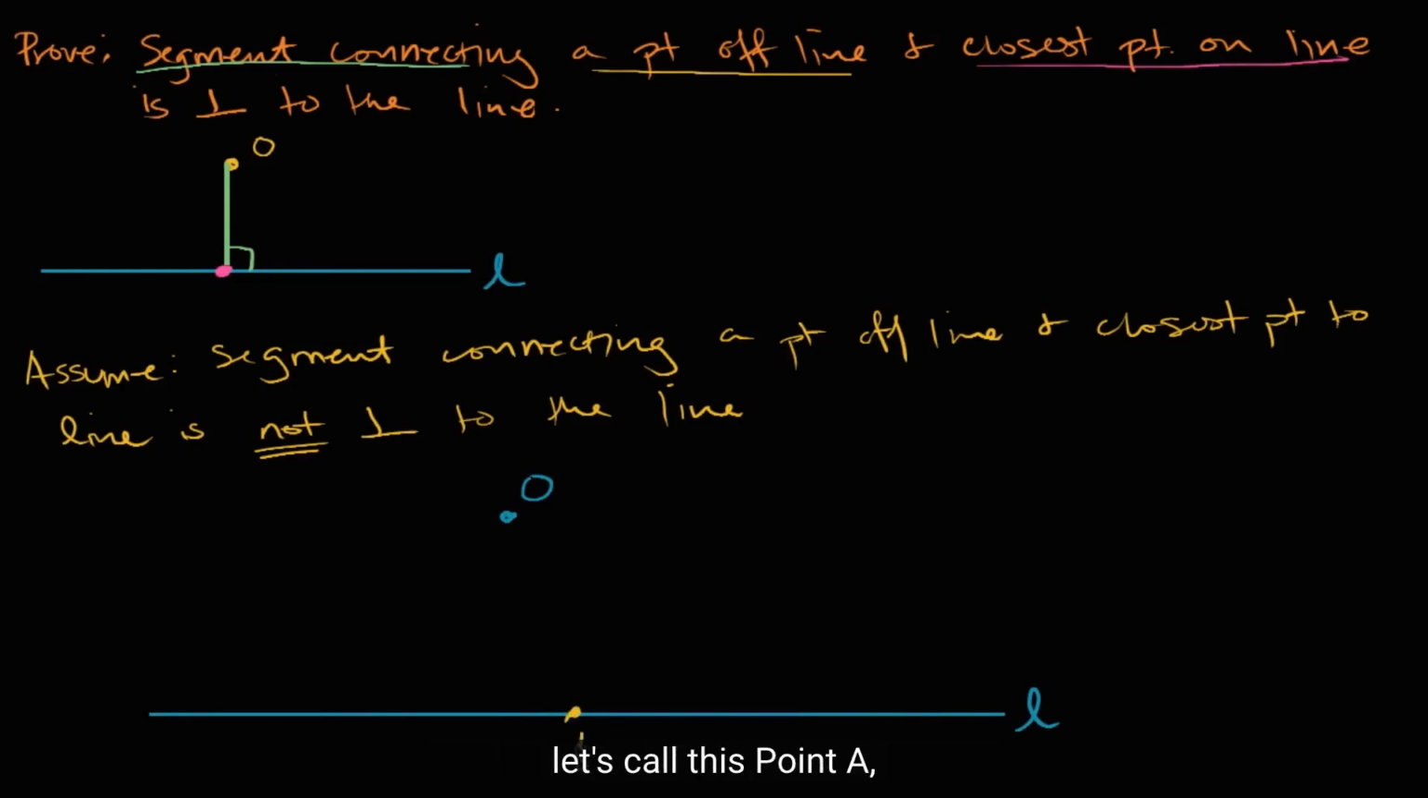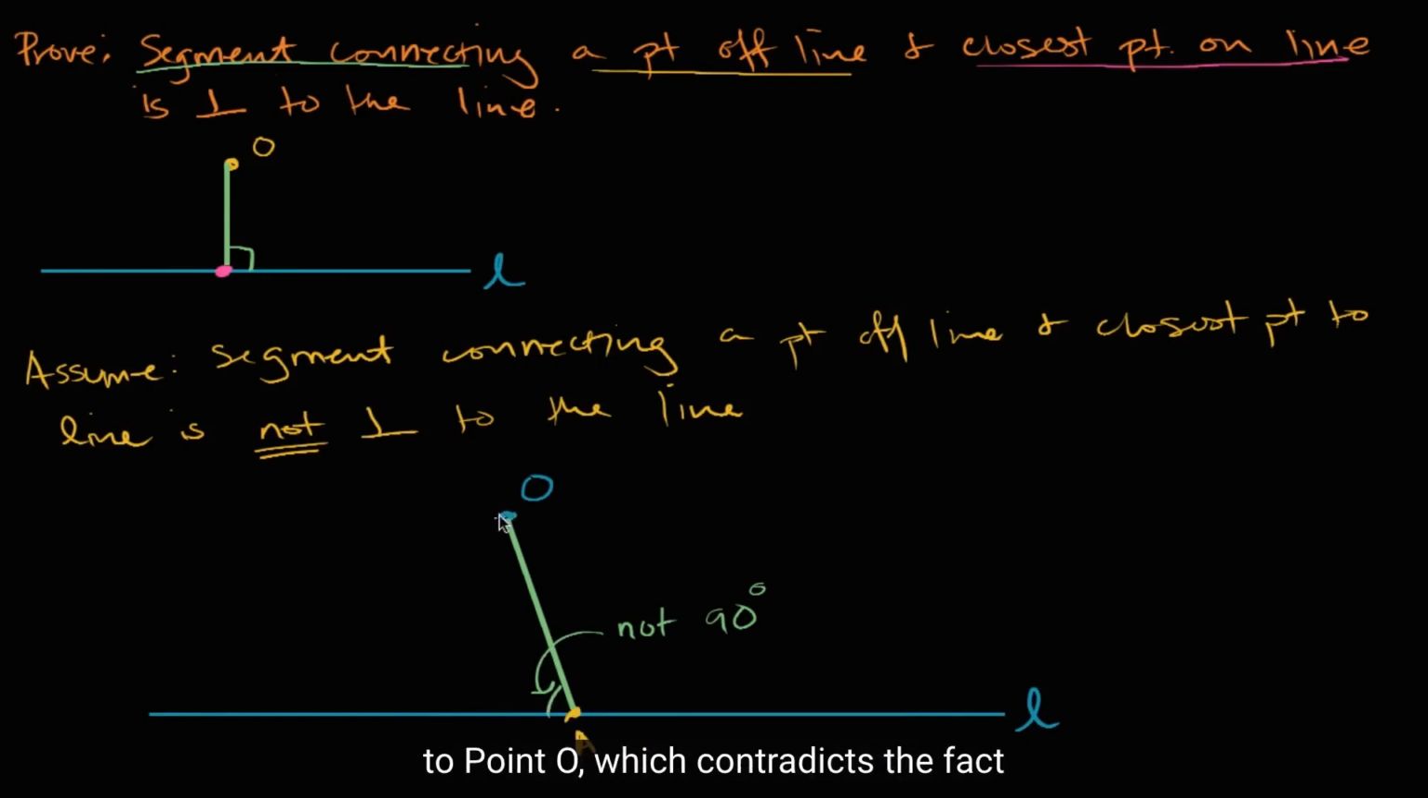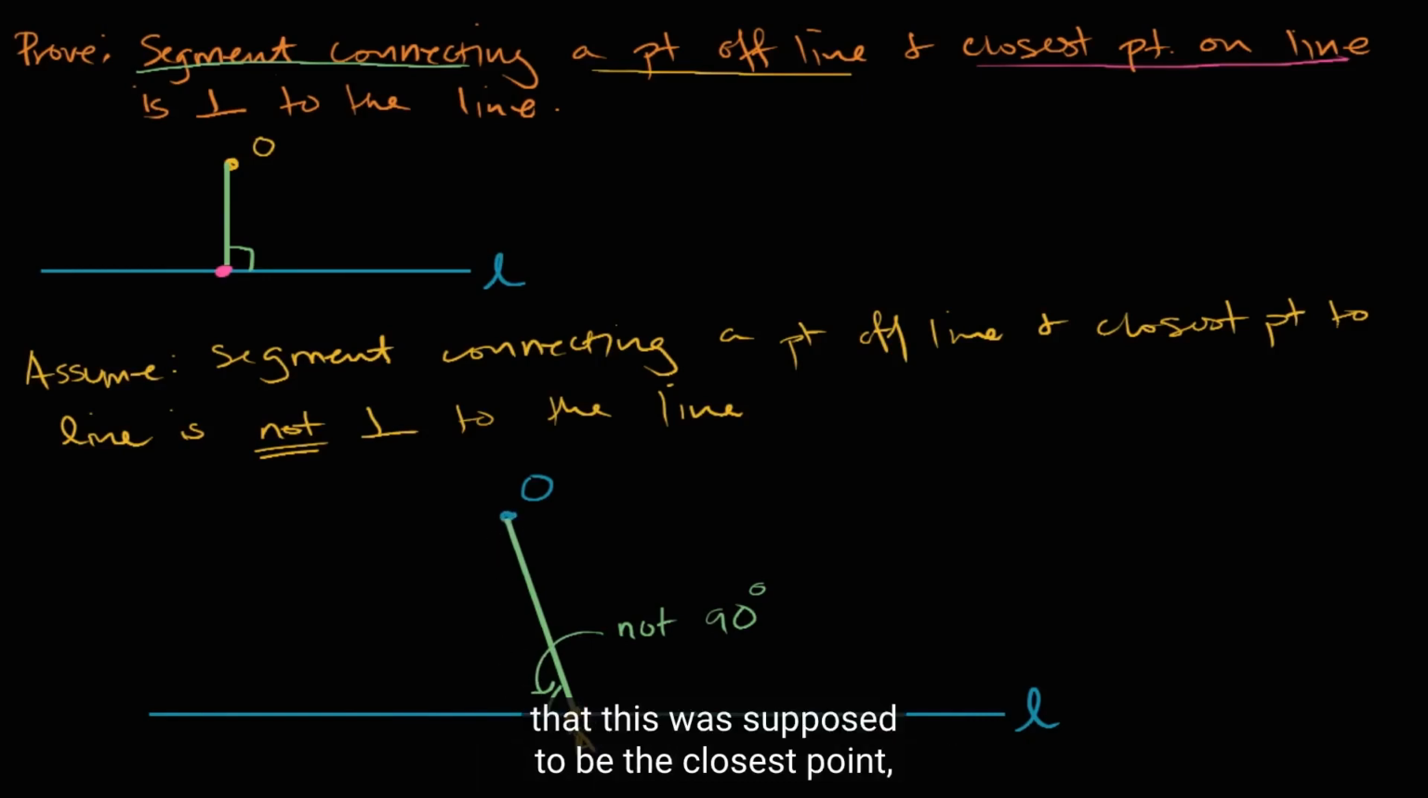So this is the closest point. Let's call this point A. And let's say that the segment connecting these two is not perpendicular to the line. So this angle right here is not 90 degrees. If we assume that, the reason why this is going to be a proof by contradiction is I can show that if this is not 90 degrees, I can always find another point on line L that is going to be closer to point O, which contradicts the fact that A was supposed to be the closest point on line L to O.